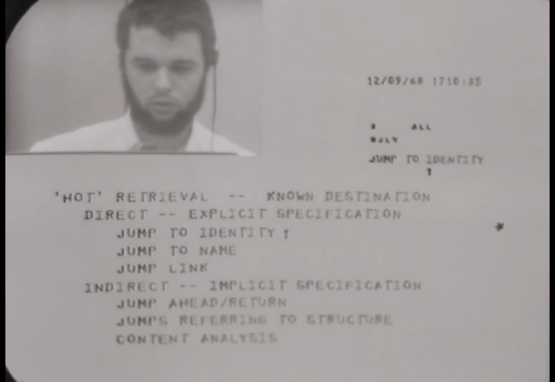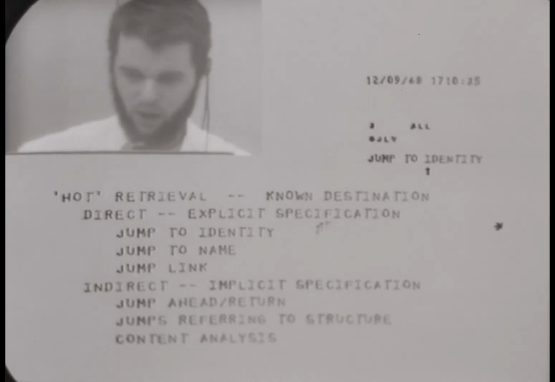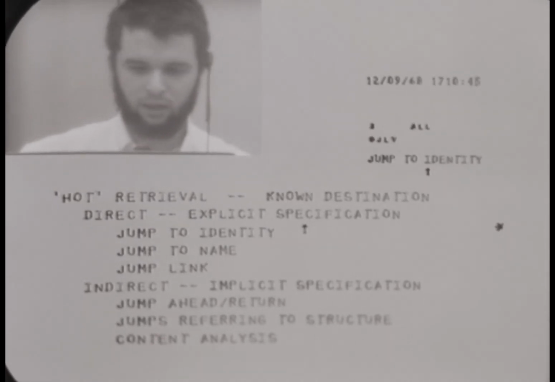Good. Got both direct and indirect. In the first, you're making an explicit specification, and in the second, an implicit one. Let me explain what I mean by this. In the first case, you're actually able to point at the information you're trying to retrieve and move it into view. With the jump to identity command, you're able to point at it either by the cursor or by using a pointer, as you've shown. Jump to name, jump to link. Again, you're explicitly specifying by giving the name or having the name occur in the text.